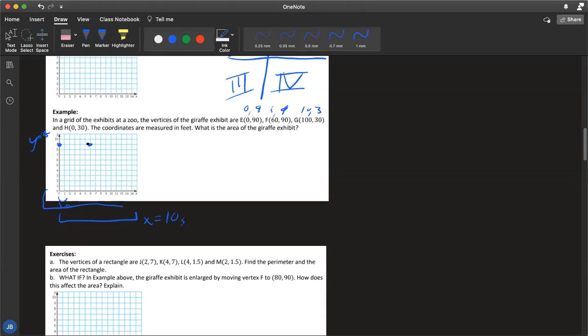Okay. And what's our next one? 100. So then that's 10 and 3. Perfect. 10 and 3. And then (0, 30). So 0, 3. Perfect. And what shape do we have? A trapezoid. A trapezoid. Perfect. So we know that we can find the area of the trapezoid, right? Because we know how to do that. Do you want to walk us through it, Alina?